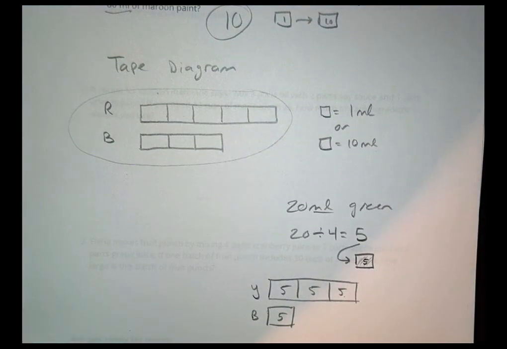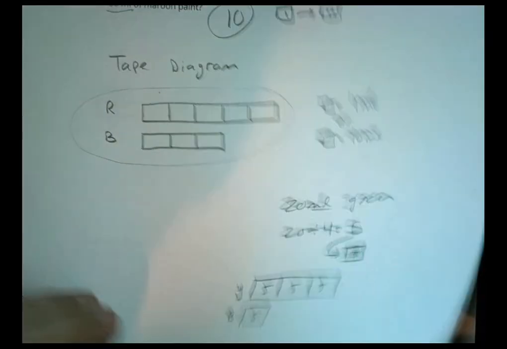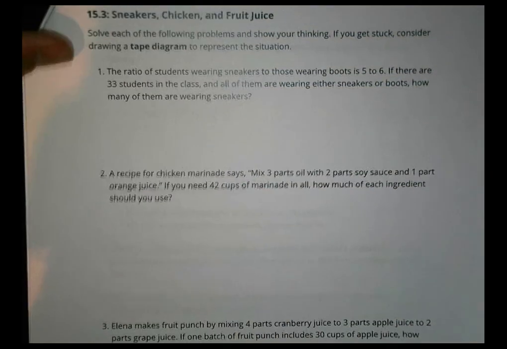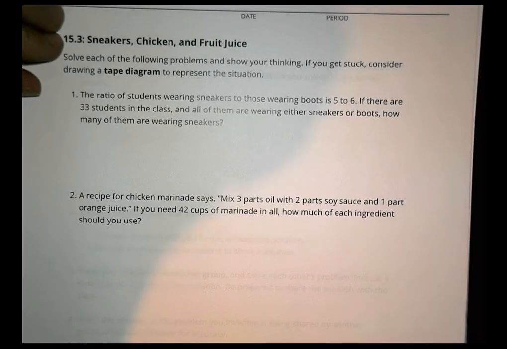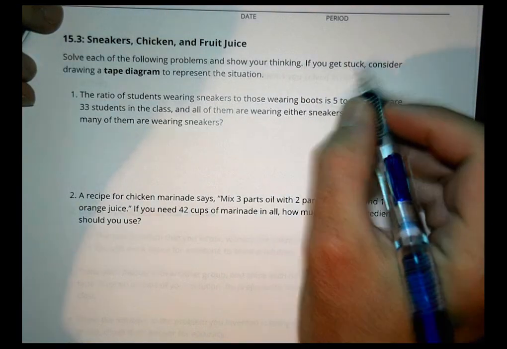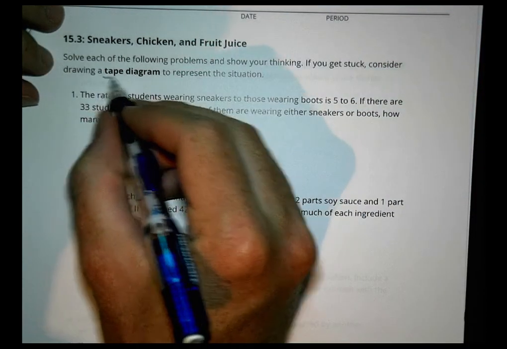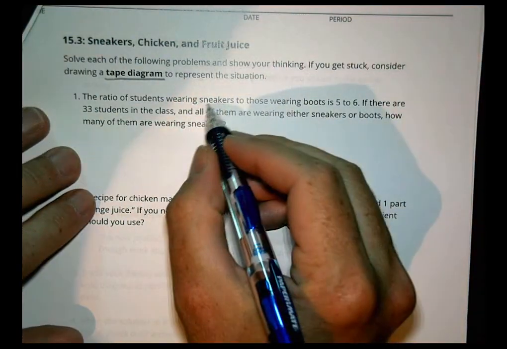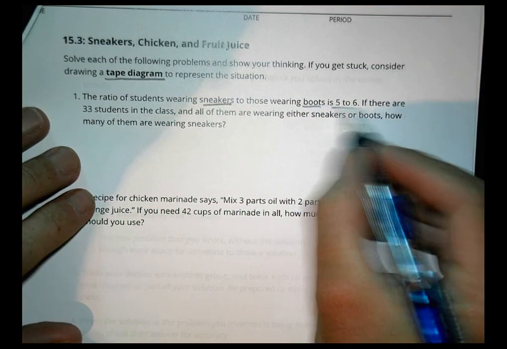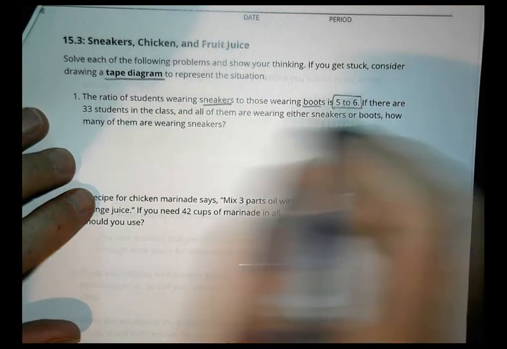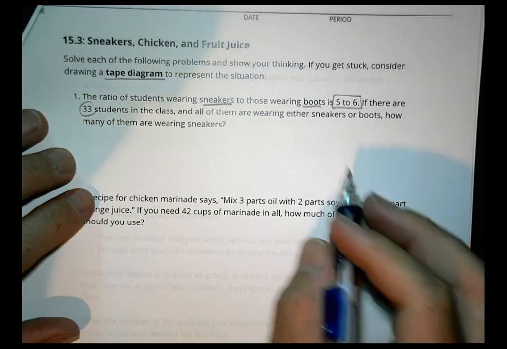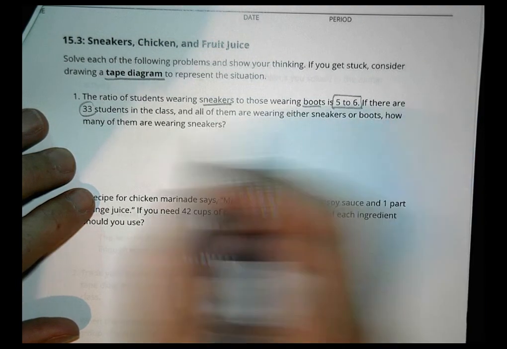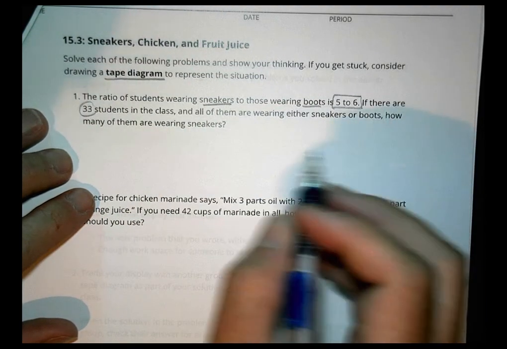Let's take a look at the next one. Next is called Sneakers, Chicken, and Fruit Juice. So 3 different tape diagrams to make here. Solve each problem. Show your thinking. If you get stuck, consider drawing a tape diagram to represent the situation. The ratio of students wearing sneakers to boots is 5 to 6. If there are 33 students in the class, all of them wearing either sneakers or boots, how many of them are wearing sneakers? All right, so let's take a look here.